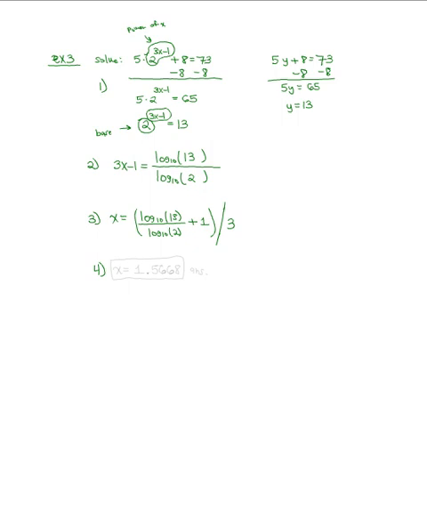So I'm typing it right now: log of 13 divided by the logarithm of 2, plus 1, divided by 3, and I get a decimal approximation of 1.5668. I'm rounding it again. The decimal goes on forever, but I'm just rounding it to 4 decimal places.